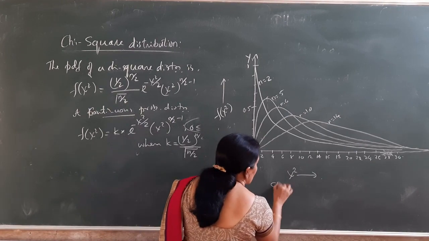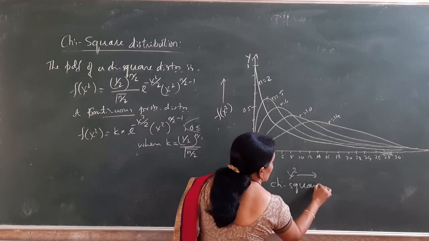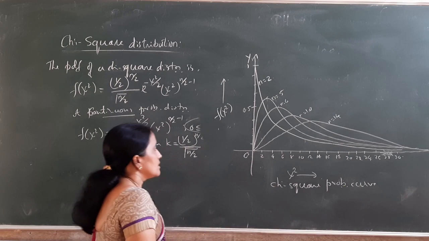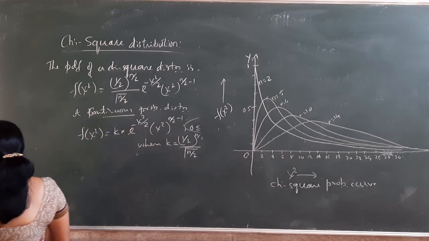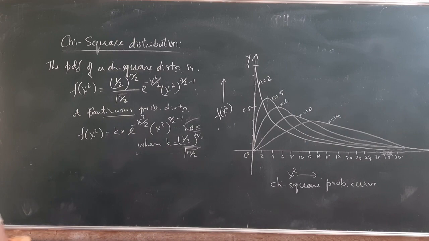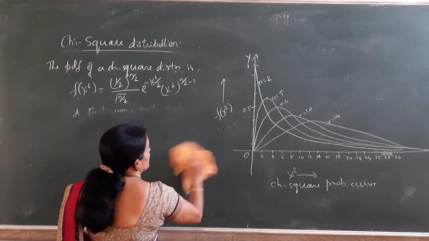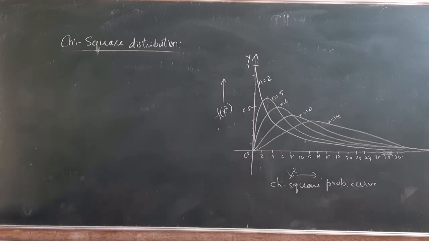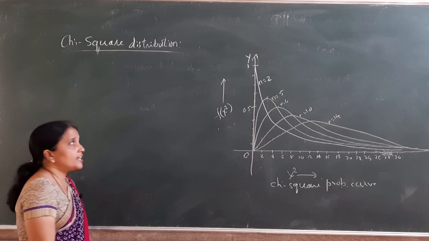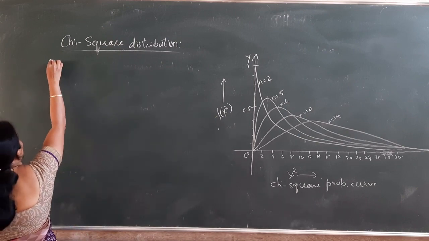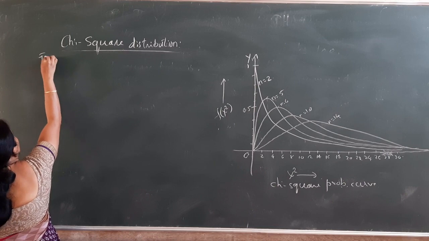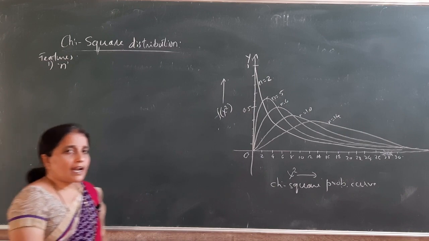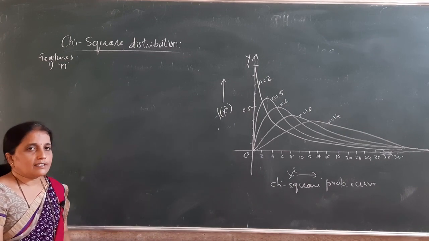So this is a chi-square probability curve. Let us study the features of chi-square distribution. First feature is, chi-square distribution has a single parameter n, which indicates the degrees of freedom. N is the parameter of chi-square distribution which indicates the degrees of freedom.